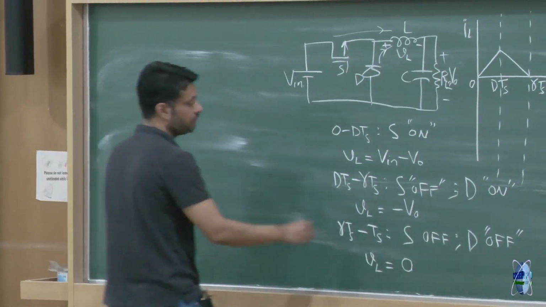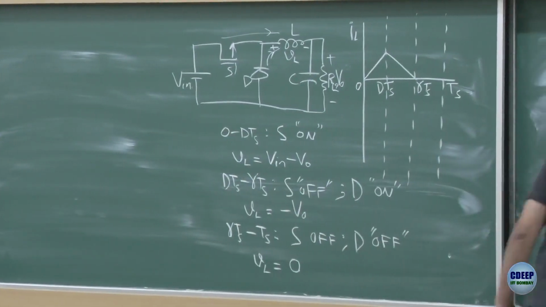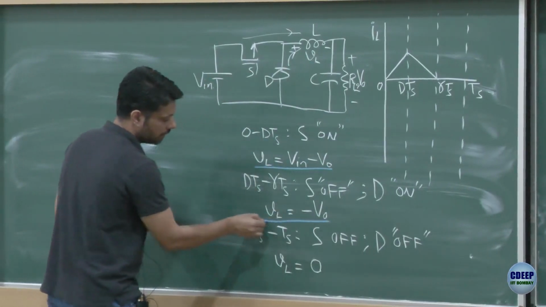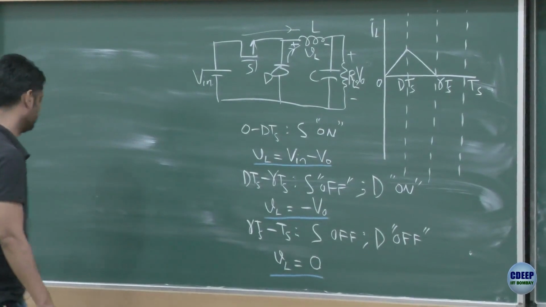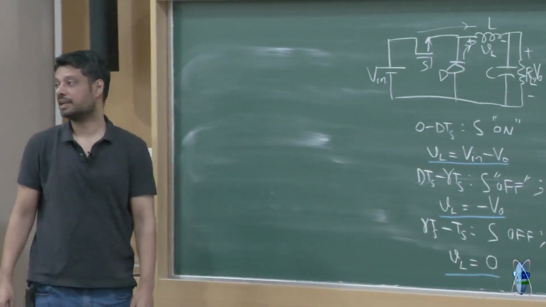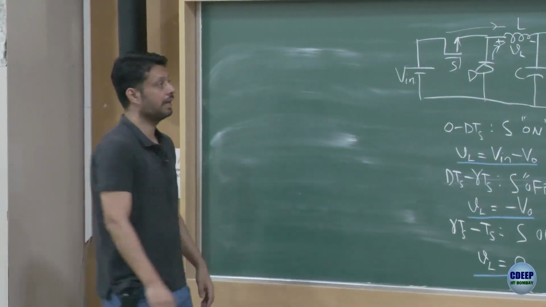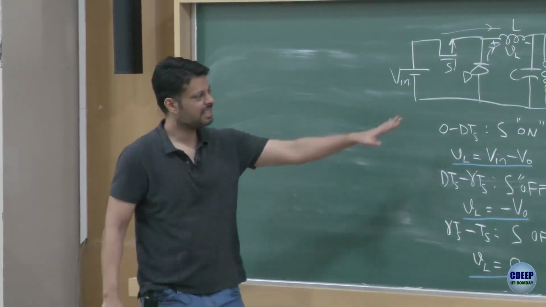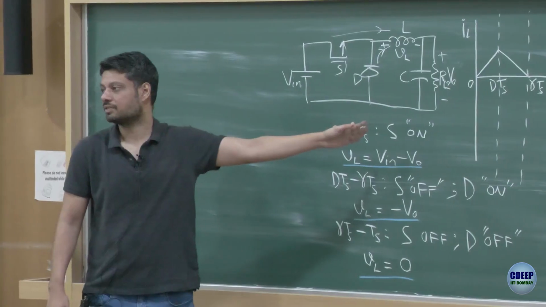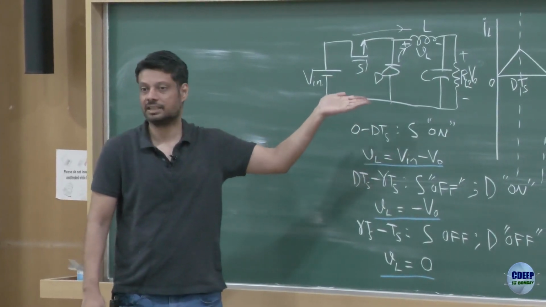Okay. So we have 3 conditions here. This one, and the third one. And now what we will do, if I want to find the relationship between the input and the output voltage, I can still apply, is this circuit in steady state by the way? Can I apply volt second balance? Is this in steady state?